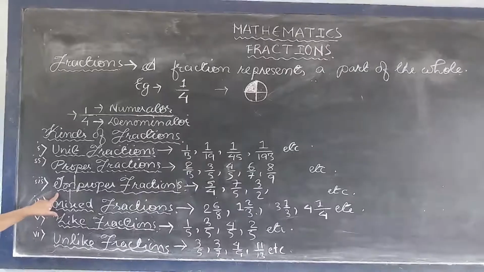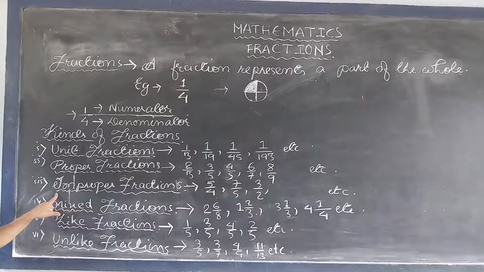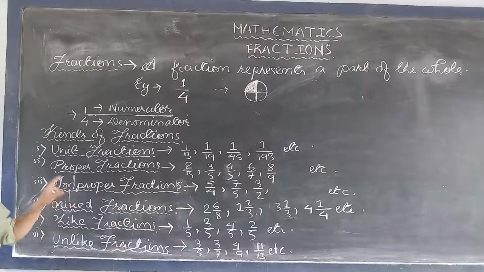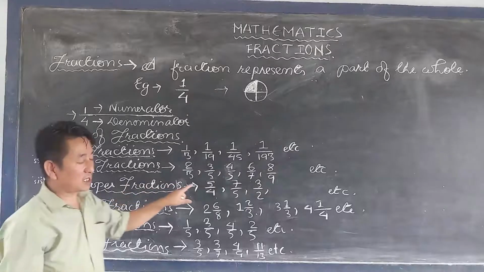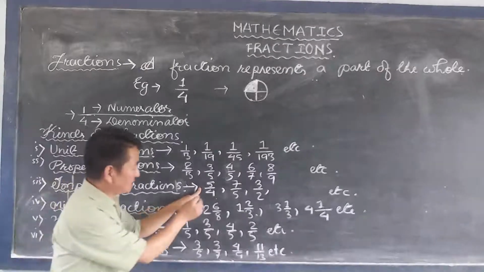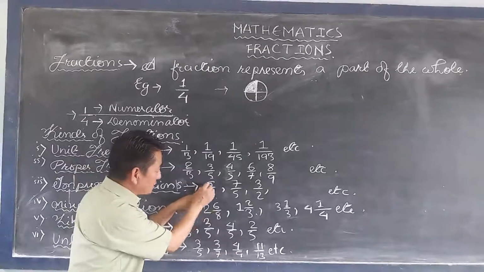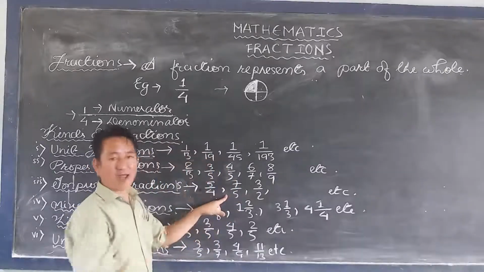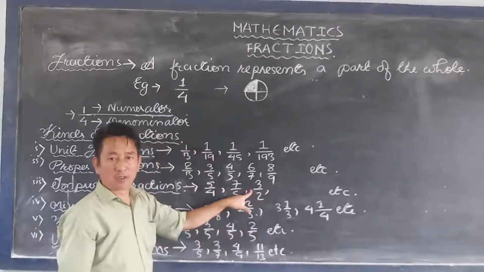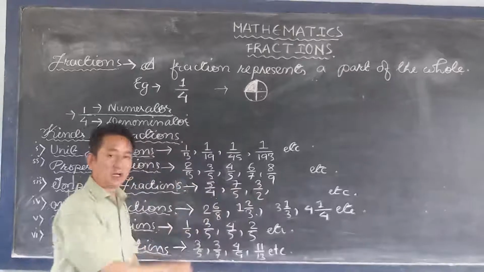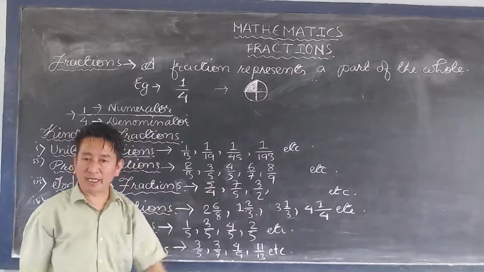Now next, improper fractions. Fractions where the numerator is more than the denominator are called improper fractions. It means that fractions whose numerators are more than the denominator are called improper fractions. As you can see here, 5 by 4. 5 is more than 4. Next, 7 by 5. 7 is more than 5. Next, 3 by 2. 3 is more than 2. In all these fractions, the numerators are more than the denominators.